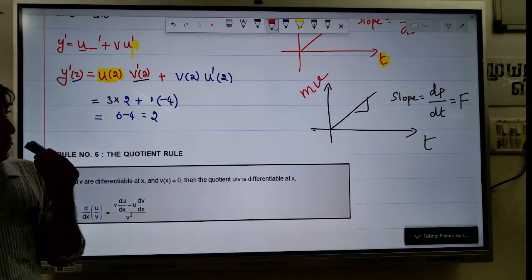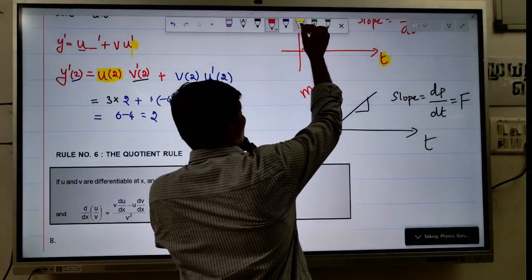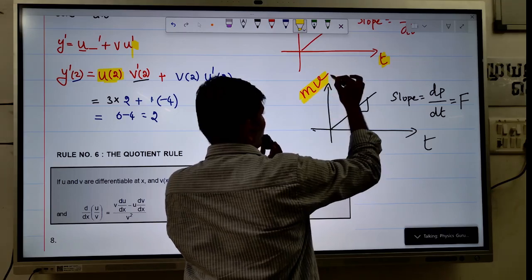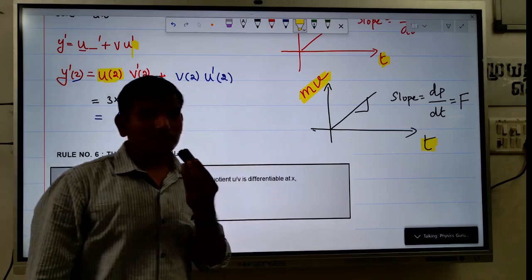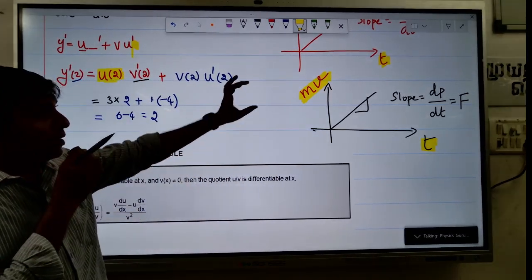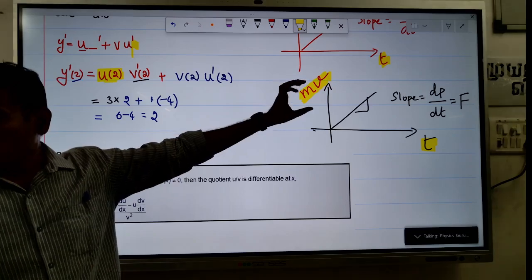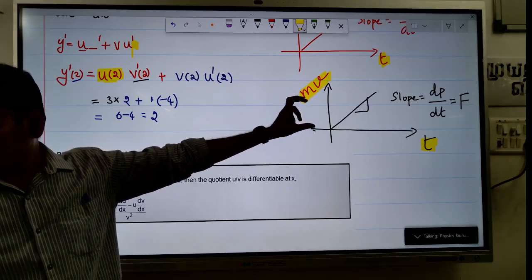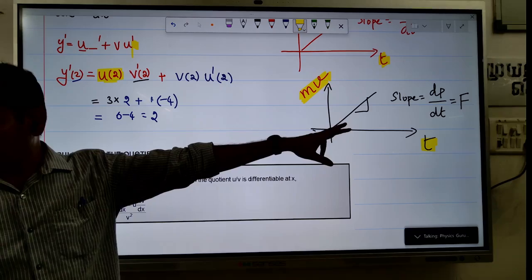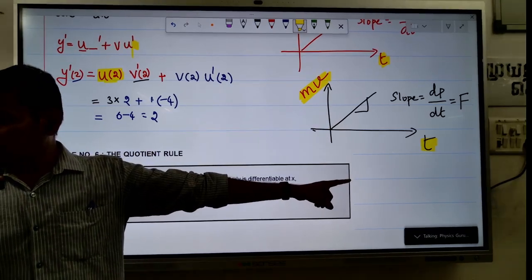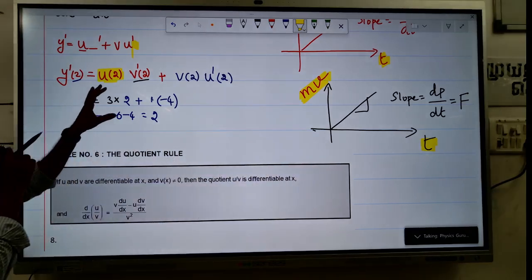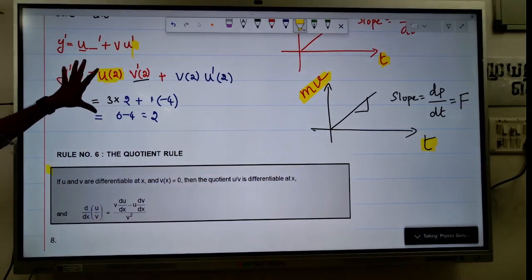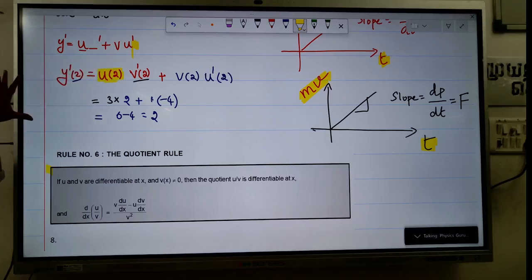Now what are you saying? The product of these two quantities changing with time. Instead of calling the quantity momentum, you are calling it the product of mass and velocity changing with respect to time. Am I right? This is what you are trying to write here.